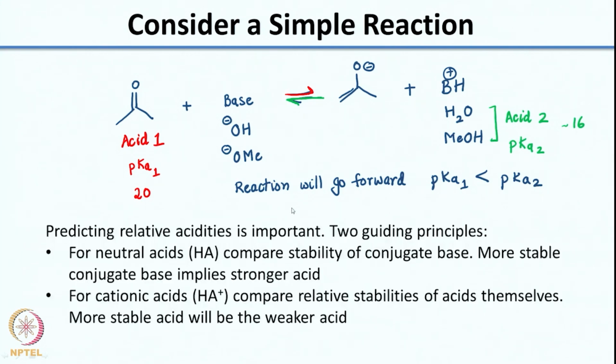There were two ground rules I had asked you to remember. When you have neutral acids, if you are trying to compare their acidities, you compare the stability of the conjugate base. In this case you are looking at enolate. The more stable conjugate base implies a stronger acid. If you are looking at cationic acids like HA+, when you compare the relative stabilities of the acids themselves, the more stable cation would be a weaker acid, because obviously it would not want to give away its protons.